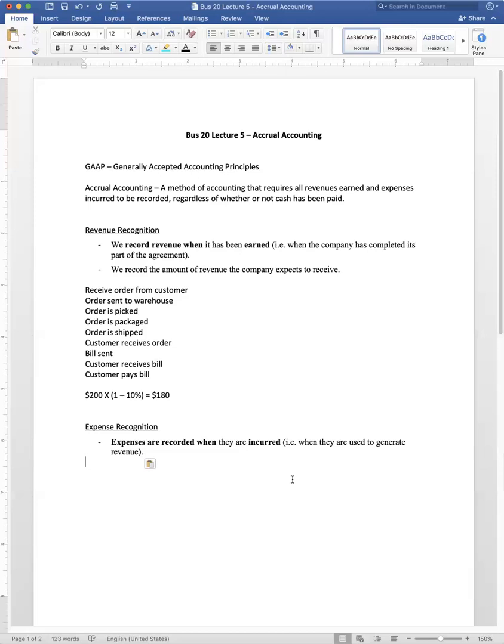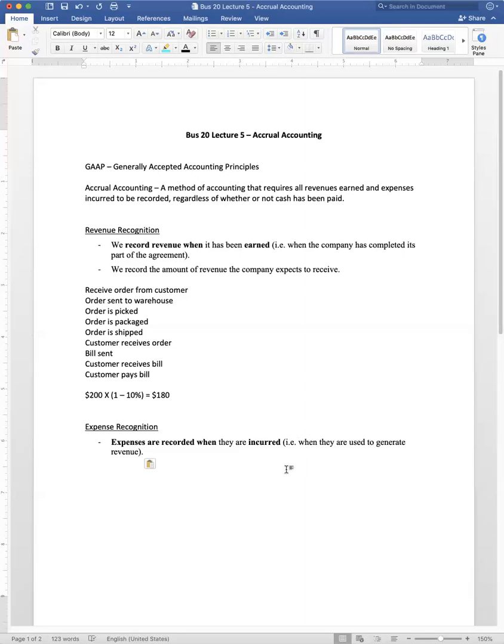Same thing with the rent. Rent is usually paid in advance. So they paid September rent at the end of August. Does that mean that that rent is an expense in August? No, because it was September rent, and September is when they occupied the premises and earned that revenue, right? So the expense is recorded when it's incurred, when it's used, when it generates revenue, whether or not it has been paid.